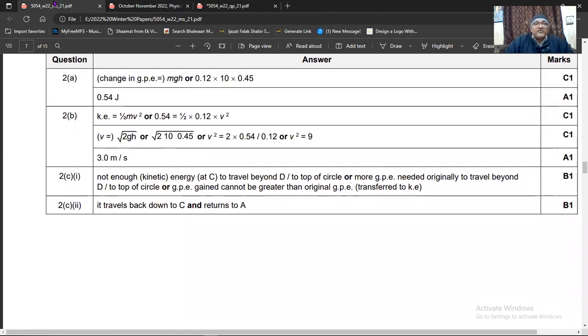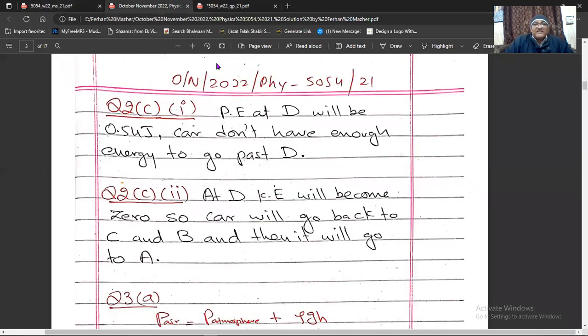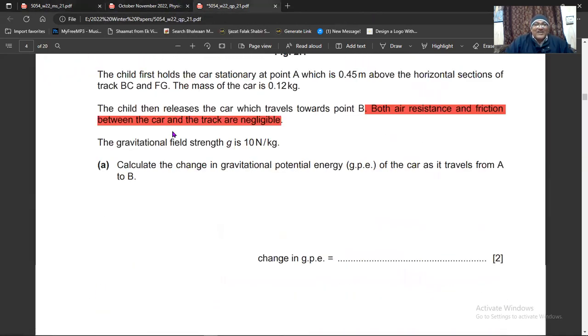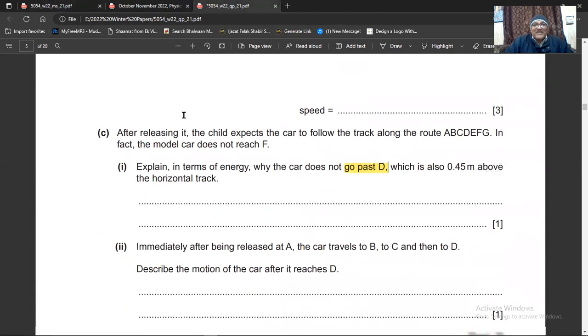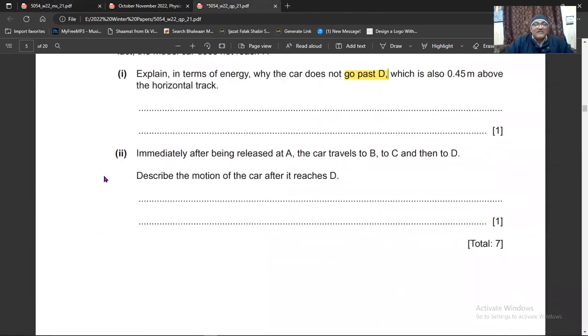So the answer is here. You can read that, pause the video, and check the answer. I have already checked this. I hope you understand what I'm saying. This word is very important.